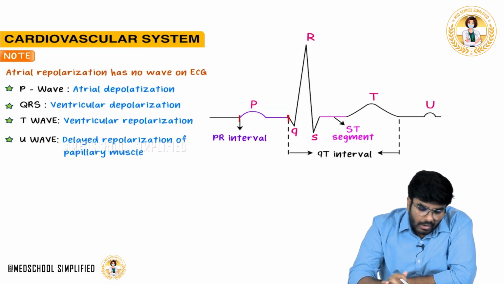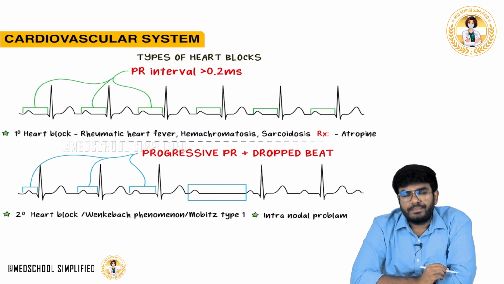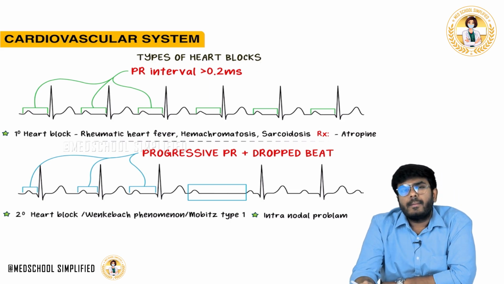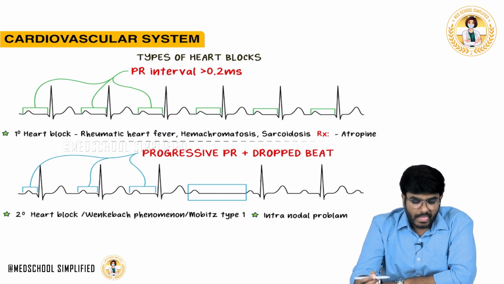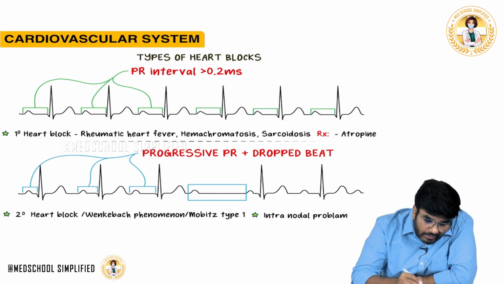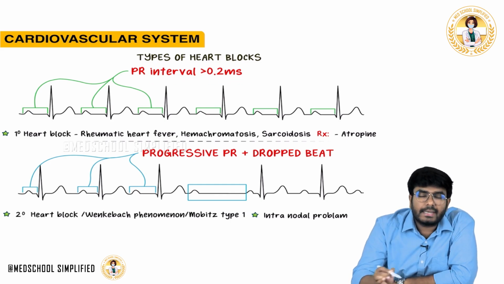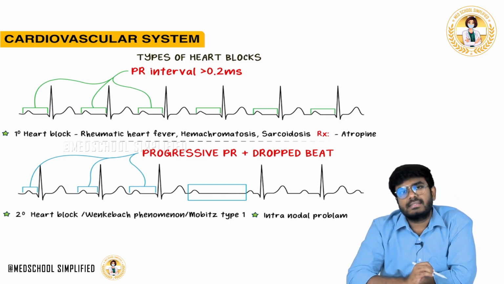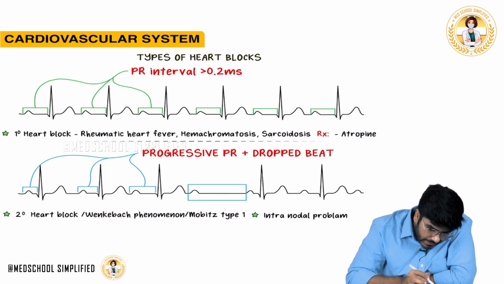Okay. Now, let's talk about the heart blocks, guys. When are we going to consider that there is a heart block? See, if the PR interval duration becomes more than 0.2 milliseconds, then it is considered a first degree heart block.